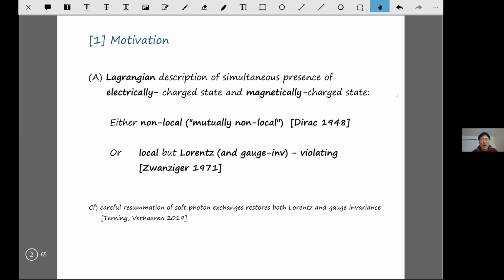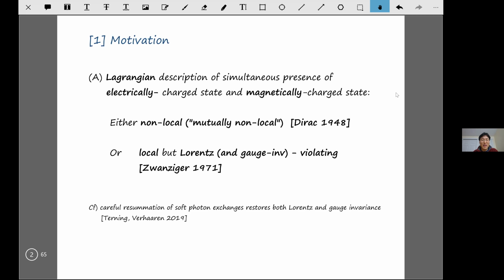Alternatively, you can try to insist on locality. So let's say I write down a local description. But then Zwanziger showed that in that case, you need to introduce some sort of auxiliary vector, which basically encodes the Dirac string, and therefore somehow you lose manifest Lorentz invariance. And this secretly encodes the fact that you also lose manifest gauge invariance as well. So it looks like it's very hard to maintain locality, Lorentz invariance, and if you will, gauge invariance too. So the question is, what's going on?